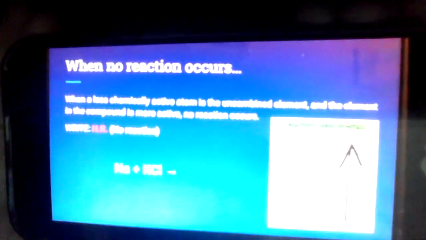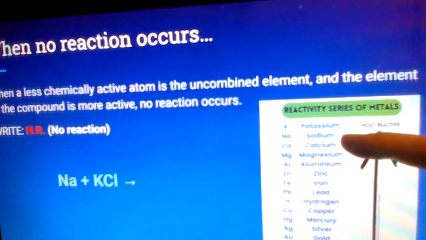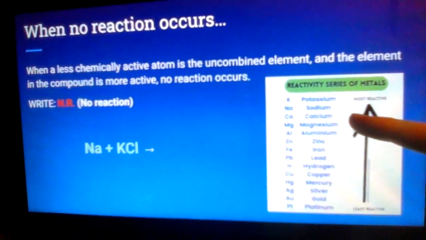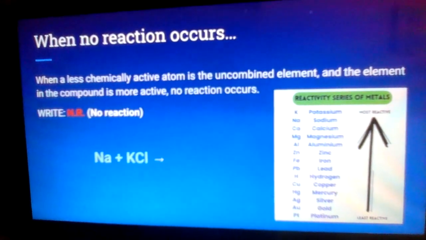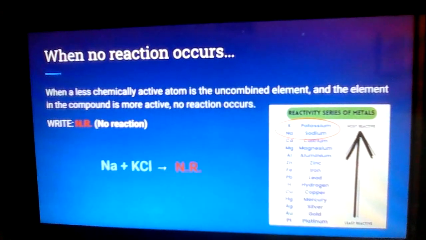When no reaction occurs. When a less chemically reactive atom is the uncombined element and the element in the compound is more reactive, no reaction will occur. In this case, you have to write NR, which means no reaction. So, sodium and potassium chloride. Sodium here and potassium. Sodium is less reactive than potassium, so this single replacement reaction will not take place. So you just put no reaction, NR.